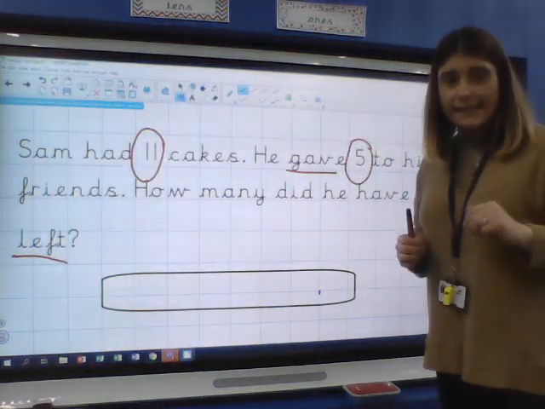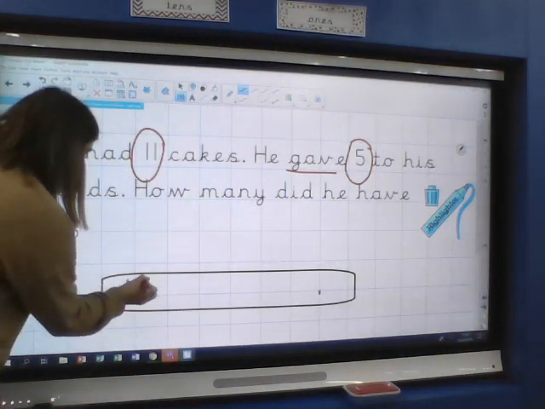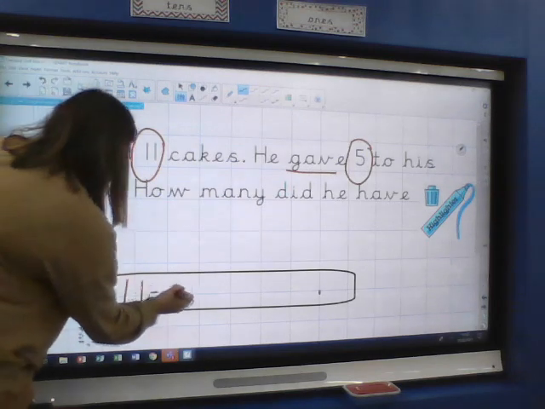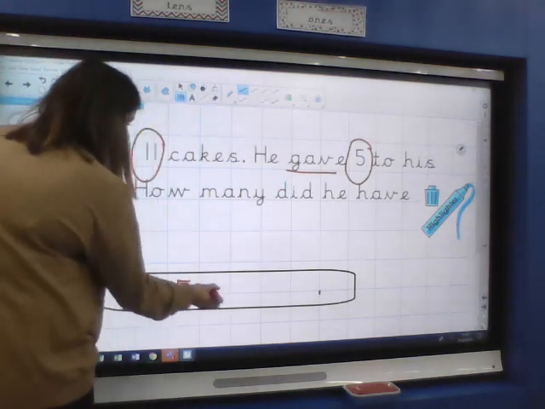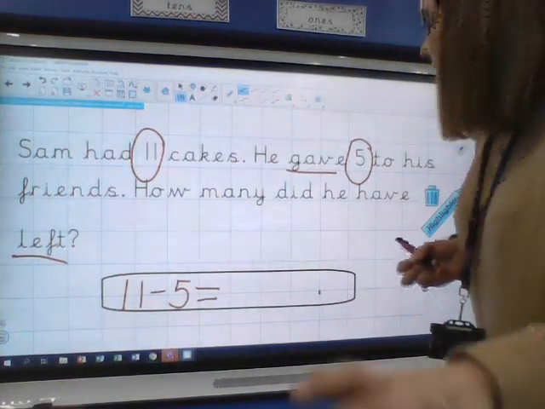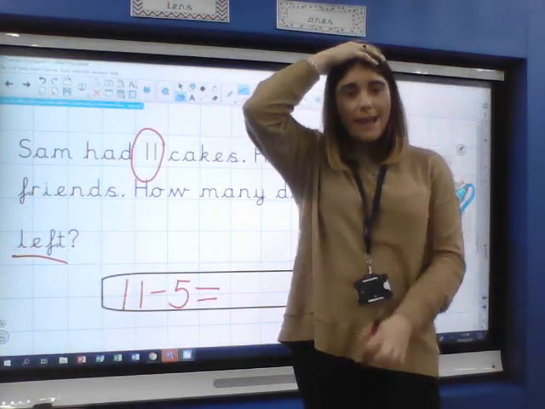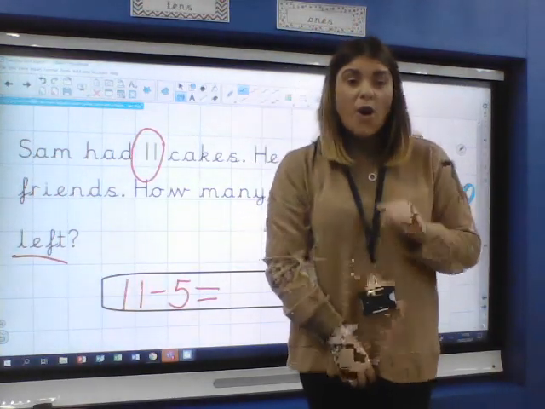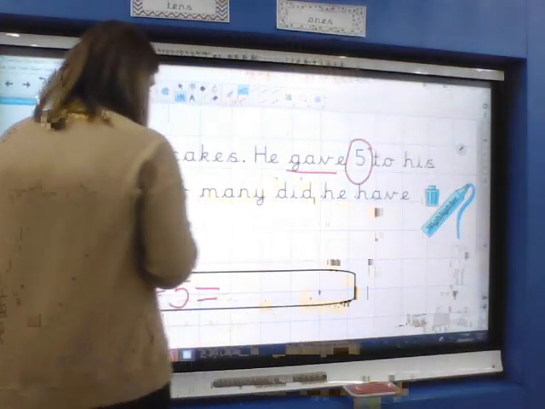So my next step is going to be my number sentence. He had 11 and he took 5 away because he gave them away to his friends, and now I need to answer my problem. Okay, so have a go at solving 11 subtract 5. We can do that in our head by putting 11 in our head and counting back 5, or we could also have a go at drawing that on a number line if we find counting back a little bit tricky.